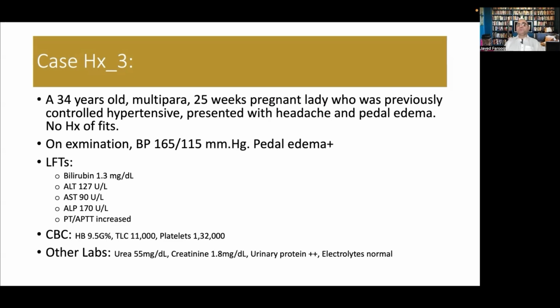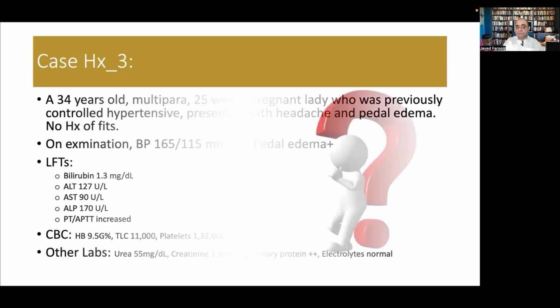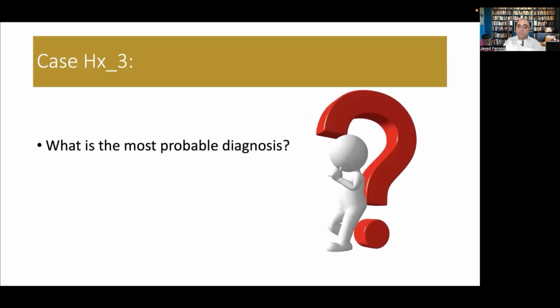Again, I show you a 34-year-old, multipara, 25 weeks gestation, previously controlled hypertension, now BP is high, pedal edema is there, raised LFTs, CBC low Hb, TLC high, upper limit, other labs, urea high, creatinine mildly high, urinary protein double plus. Please write down the possible most probable diagnosis so to see if we are correct.